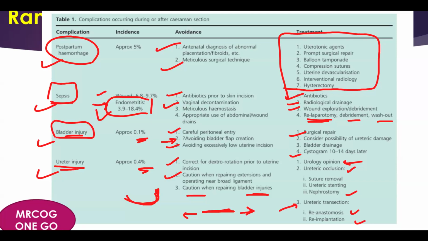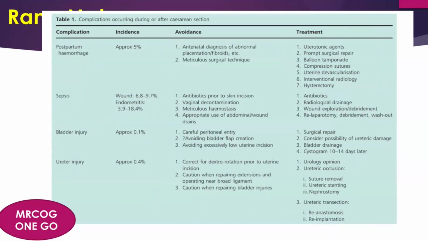What is the difference between both of them? Reanastomosis is used if you have the cut in the upper third or the middle third. But if it's in the lower third, sometimes it's not safe to do the reanastomosis, and you will do reimplantation in the bladder itself, right? New cystostomy, where you make a new opening of the bladder and insert the ureter inside. So this is how you will do the ureteric repair.